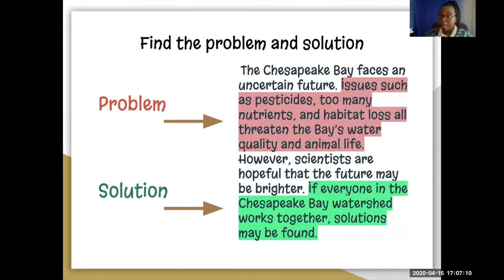And if you see, that problem has three parts. Pesticides, too many nutrients, and habitat loss. They all threaten the bay's water quality and animal life. And our solution is if everyone in the Chesapeake Bay watershed works together, solutions may be found. They want people to work together. Scientists are hopeful that the future might be brighter, okay?